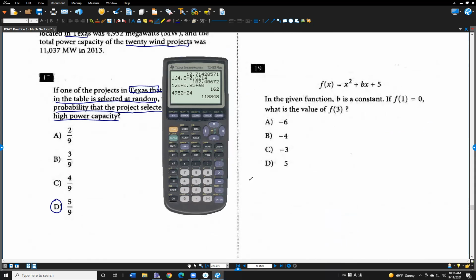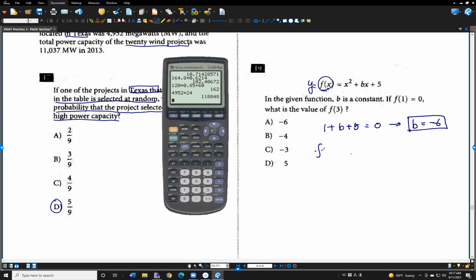Number 19. We have a quadratic function. B is a constant. When x is 1, y is 0. So we need to decide the value of b, right? When x is 1, put this number in: 1 plus b plus 5 equals 0. From here, we can find the value of b is -6.